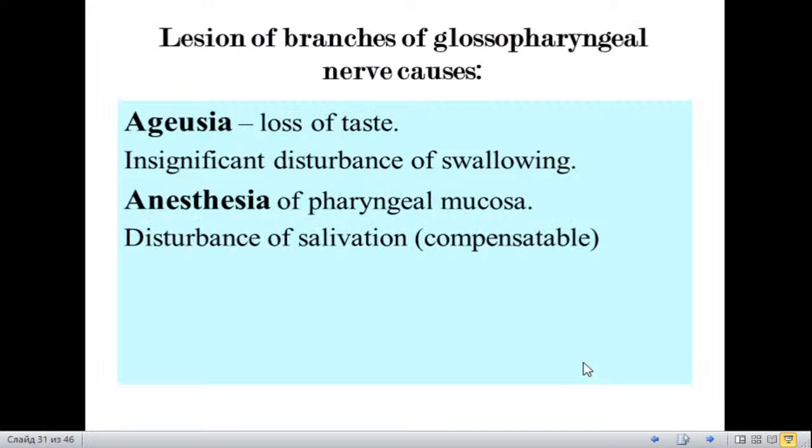Lesion to branches of glossopharyngeal nerve causes ageusia, loss of taste, but it is partial loss of taste because taste sensation is provided by three nerves: facial nerve, glossopharyngeal, and vagus nerve. Insignificant disturbance of swallowing. Insignificant, because only one muscle involved in swallowing is innervated by glossopharyngeal nerve, stylopharyngeus, but remaining ones supplied by vagus nerve.